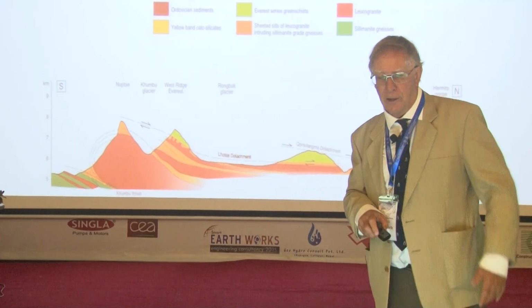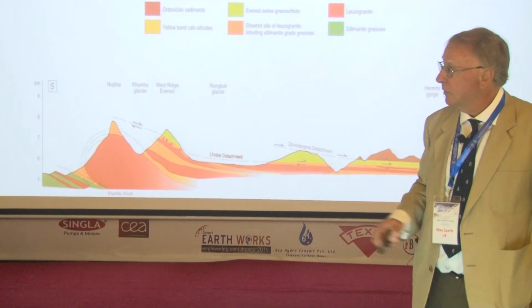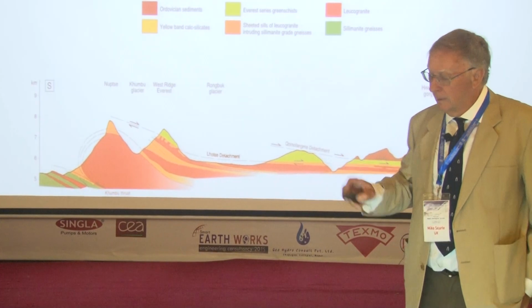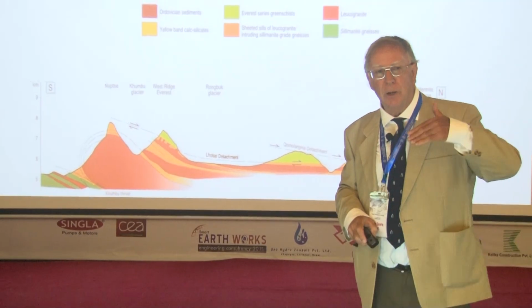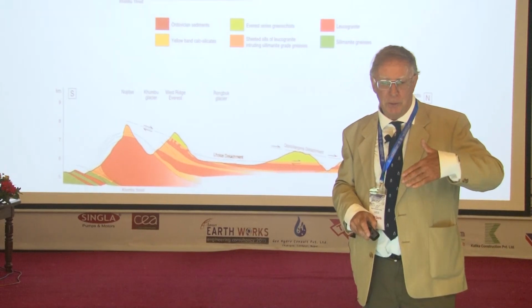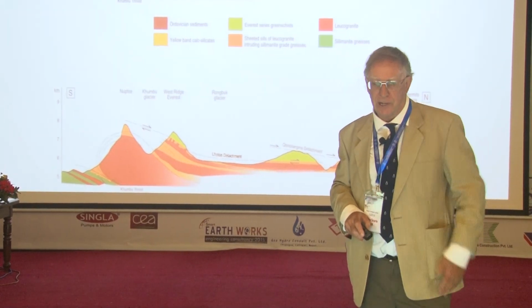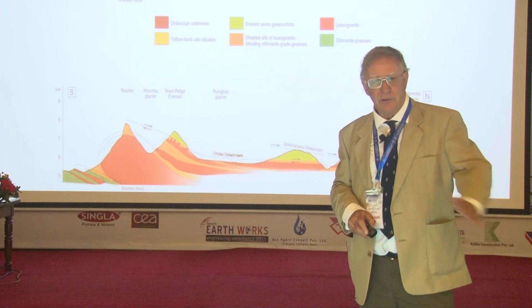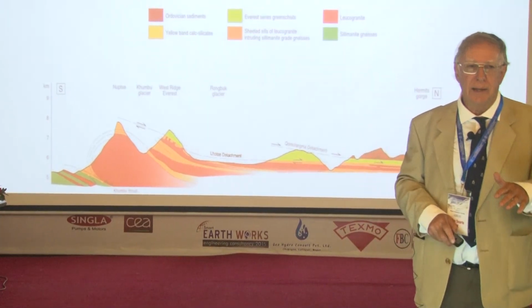So here is a north-south cross-section going through Everest, and you can see that the uppermost summit area of Everest is cut by the Chomolungma detachment, which is one of the branches of the South Tibetan Detachment. This is an absolutely unique structure anywhere in the world.